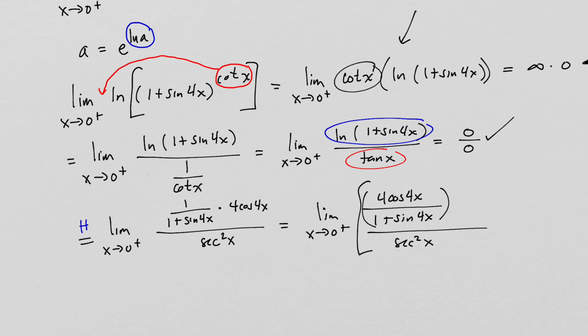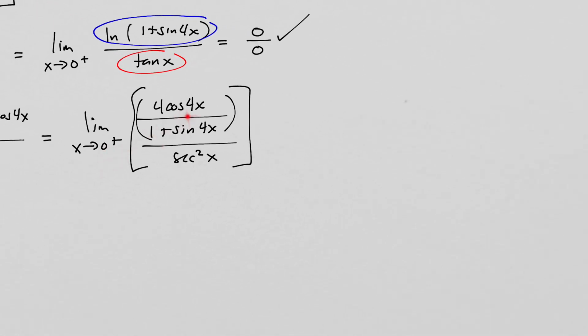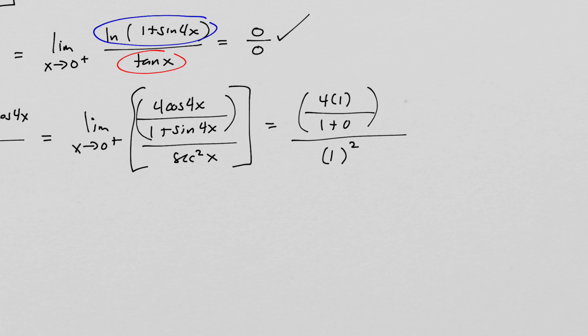Okay, so we have the limit of all of this. But this limit is not difficult because all you have to do is plug in 0. When you plug in 0, 4 times 0 is 0. Cosine of 0 is 1. So you have 4 times 1 up there, divided by, when you plug in 0 here, sine of 4 times 0 is 0, so you have 1 plus 0. And then that whole thing is divided by secant squared of 0. Well, secant of 0 is 1, so it's just 1 squared. So what we have is 4 divided by 1, which of course is 4.